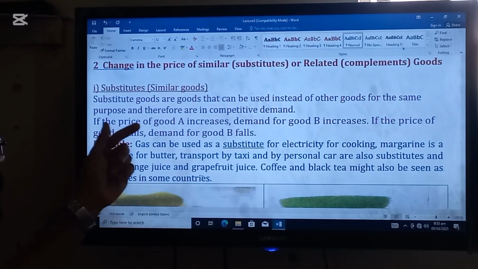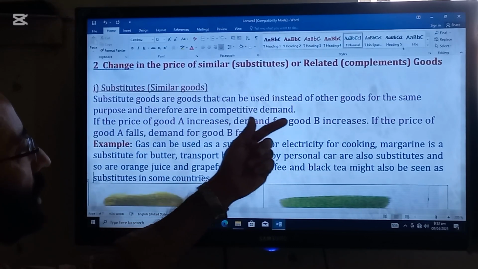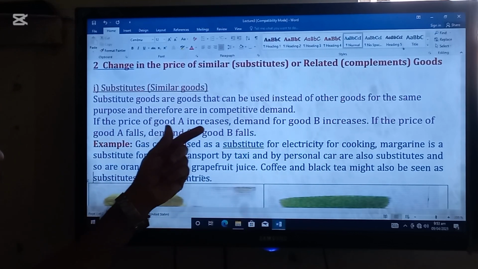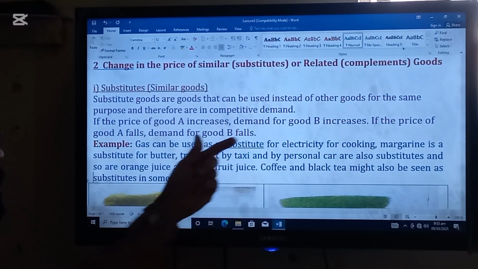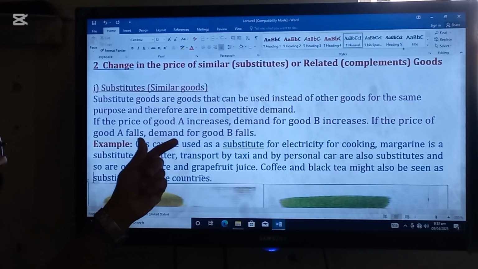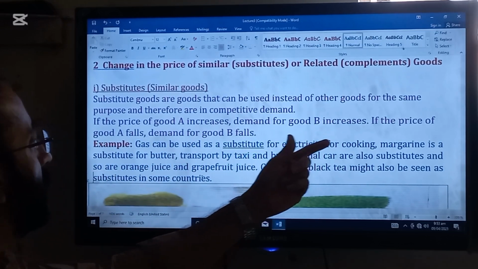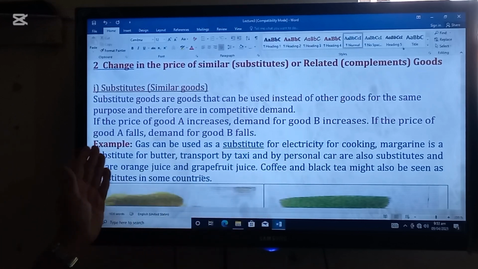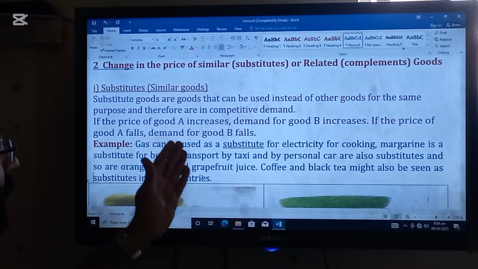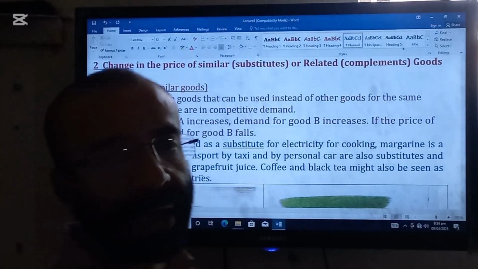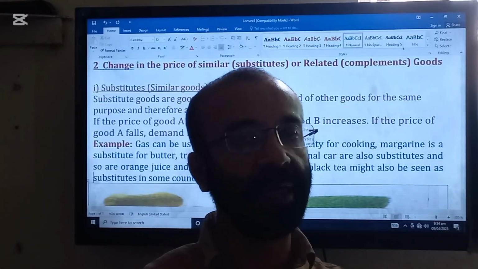Substitute goods are the goods that can be used instead of other goods for the same purpose and therefore are in competitive demand. If the price of good A increases, demand for good B increases. If the price of good A falls, demand for good B falls. So here is an example that will make your concepts clearer.